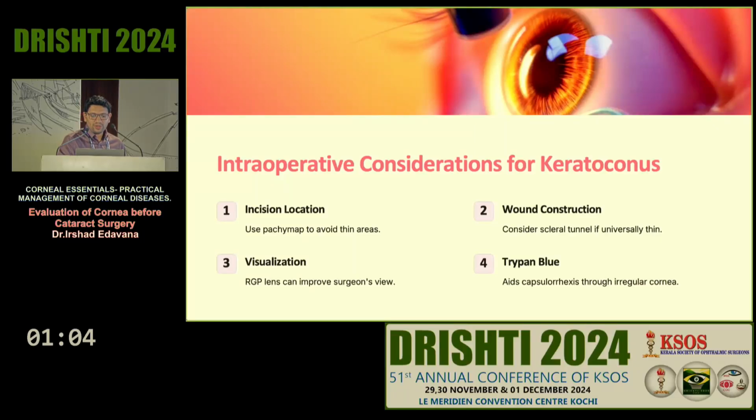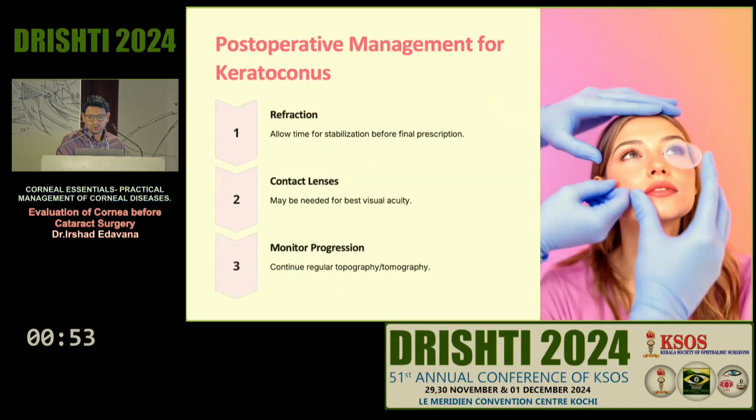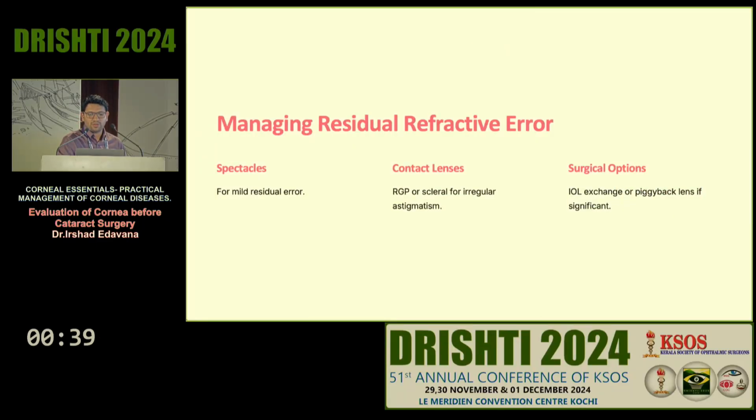And intraoperatively, for incision location, use pachymetry to avoid the thinnest area. For wound construction, consider the scleral tunnel if it is universally thin, and trypan blue can be used for visualization. Postoperatively, for refraction, it will take time for stabilization for the final prescription. We can use a contact lens if required for the correction of astigmatism, and monitor the progression afterwards. So residual error can be corrected with spectacles, contact lenses, or surgery.